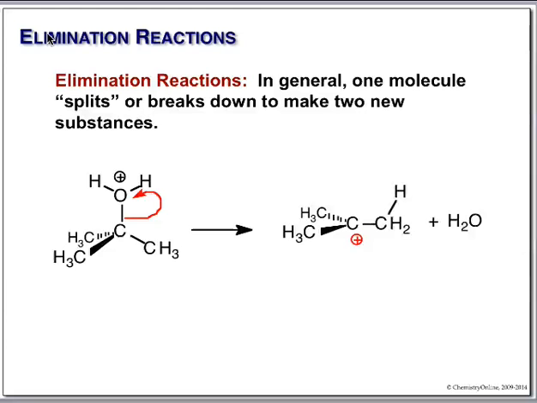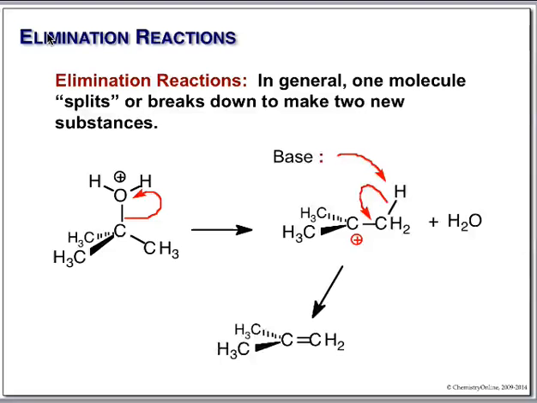To make the alkene, all we have to do is take any one of these hydrogens, I just chose this one, take the proton off of here, move the electron pair in, and form our double bond. We'll see in chapter 10, I believe, this is how we do simple elimination reactions.